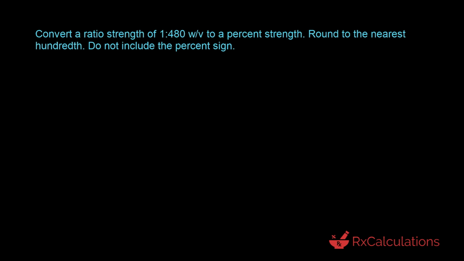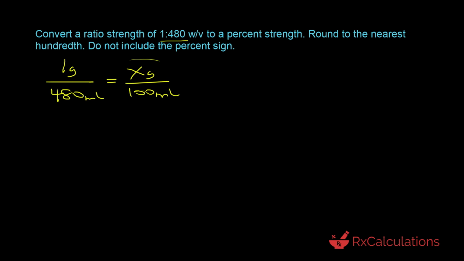So here it's important to recall that when you have a 1:480 preparation, then what that actually implies is that you have 1 gram of your solute in 480 milliliters of the preparation. And so here, to convert to percent strength, you want to set up a very simple, straightforward proportion using the definition of percentage strength. Now, you would recall that the percentage strength definition is some quantity in grams out of 100 milliliters.